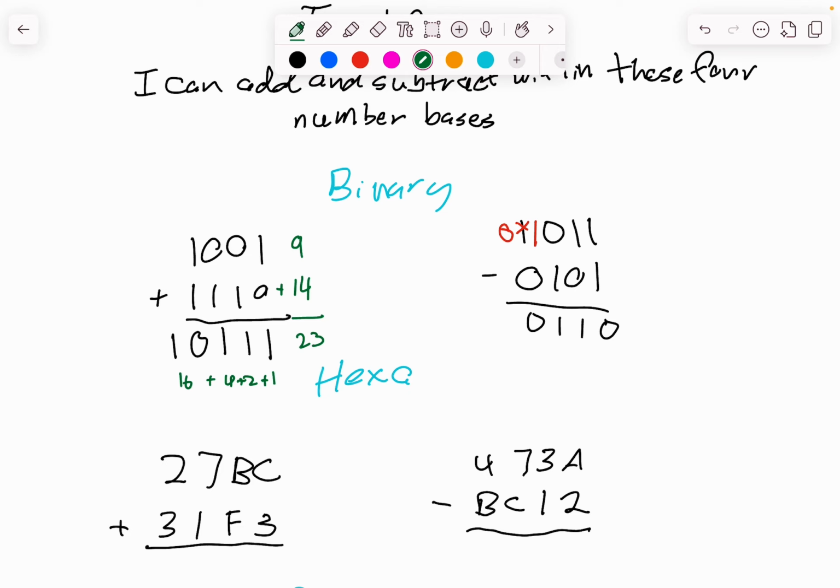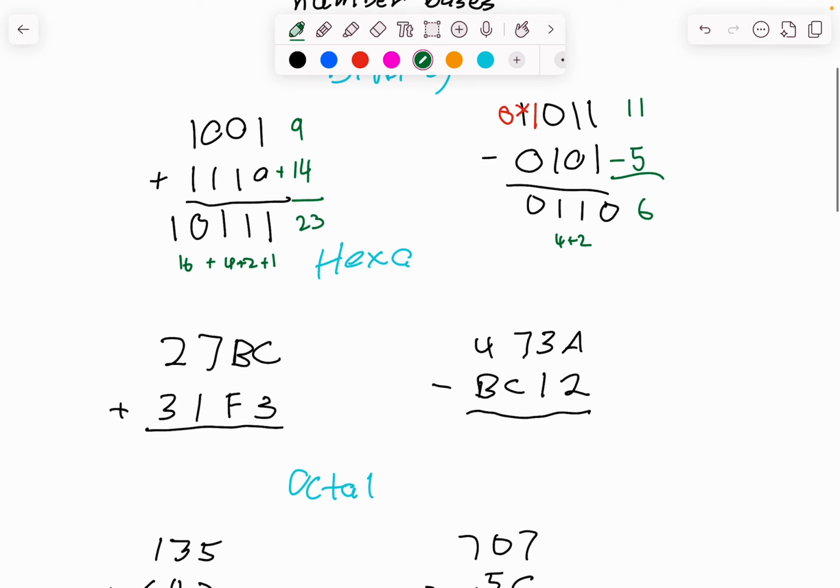And then for subtraction, we convert like we did before, which gives us 11 and 5. 11 minus 5 is 6, and our binary number down here is 2 plus 4, which equals 6. So we know that we did that right.